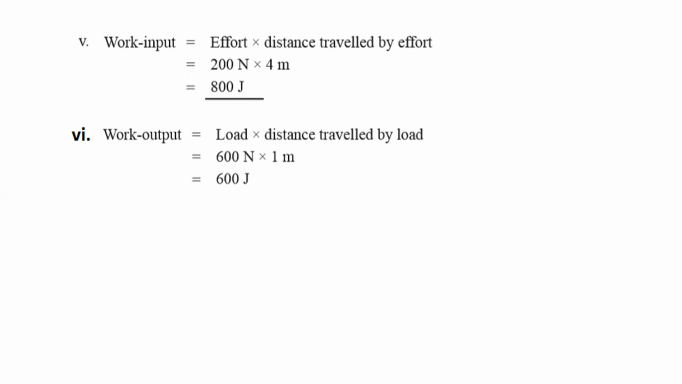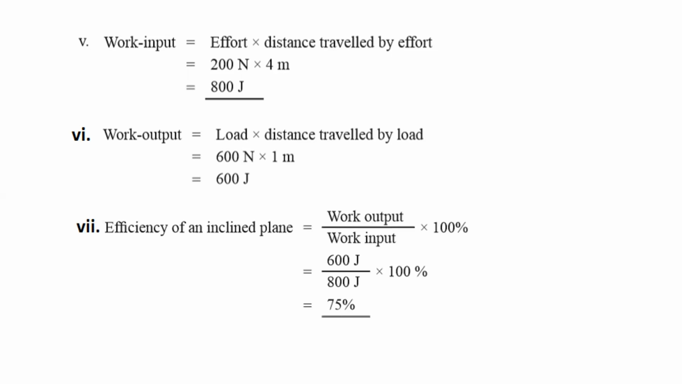By using work input and work output, you can find the efficiency. Efficiency of the inclined plane equals work output over input into 100. 600 joules over 800 joules into 100. So 75%.